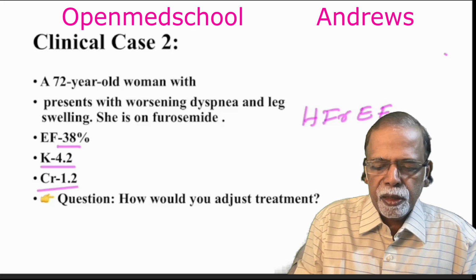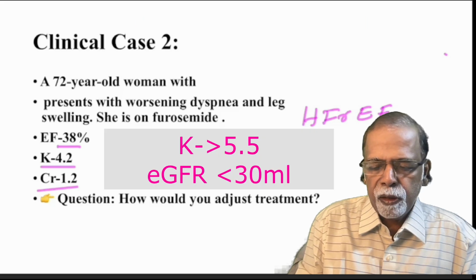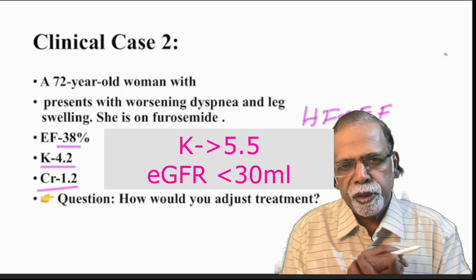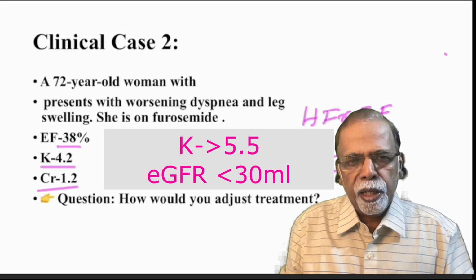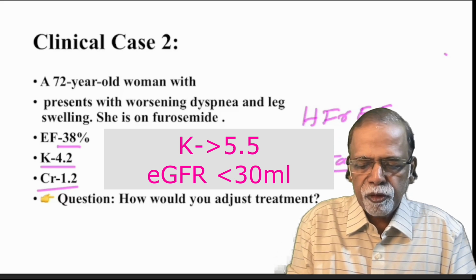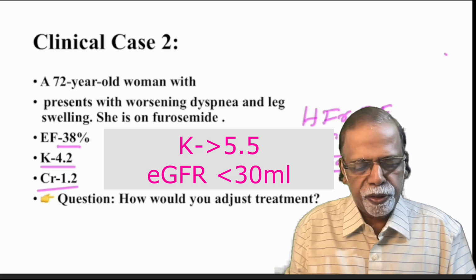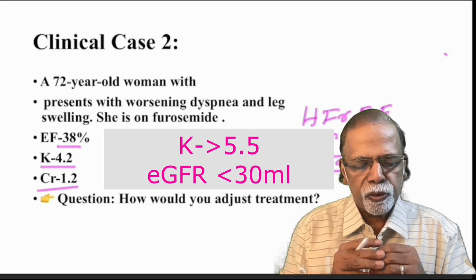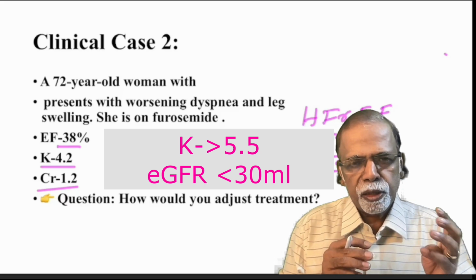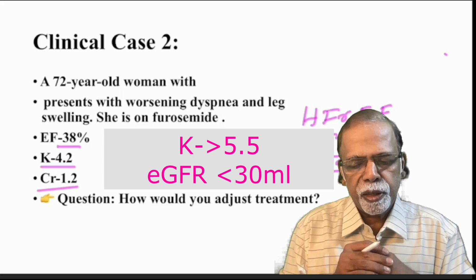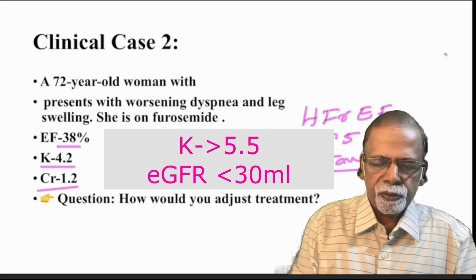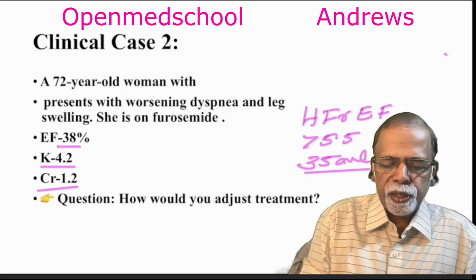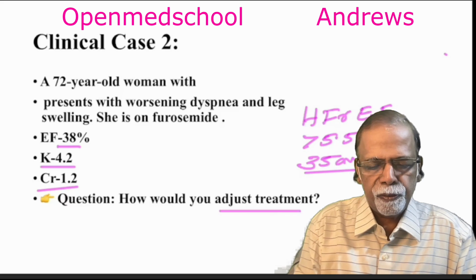An eGFR less than 35 ml is a contraindication for starting ACE, ARB or the RAS blockers. And hyperkalemia, potassium more than 5.5, is also a contraindication. So in the further management of the patient, these are the two things you should look for. One, what is the serum potassium, what is the creatinine, and then calculate the eGFR. So we'll be looking at how you will adjust the treatment in this patient.